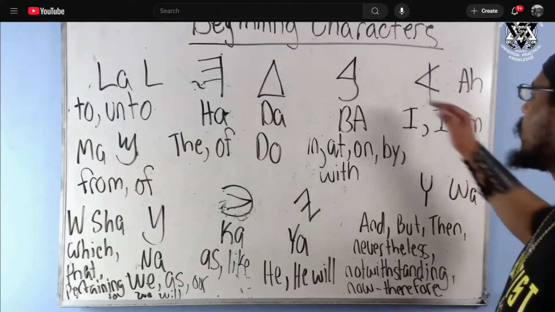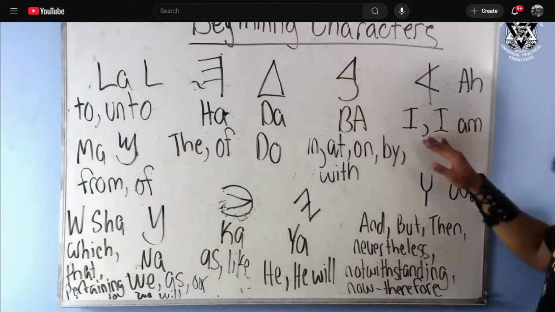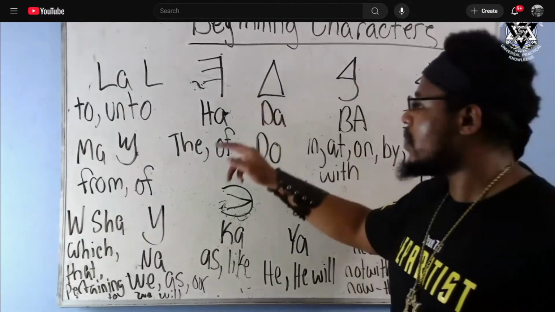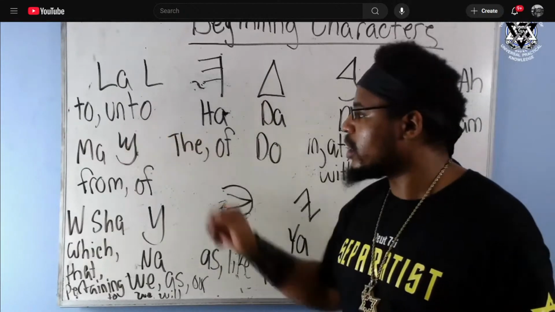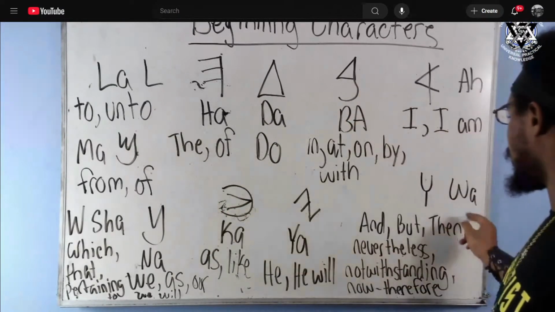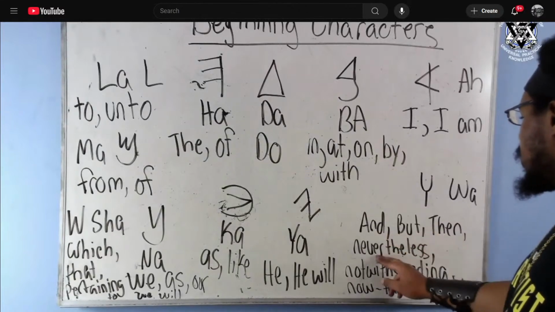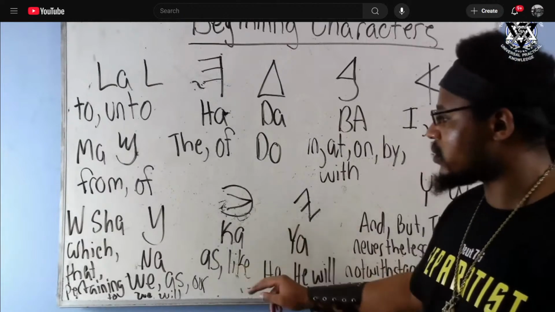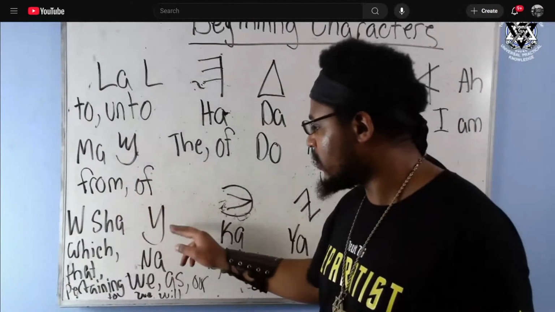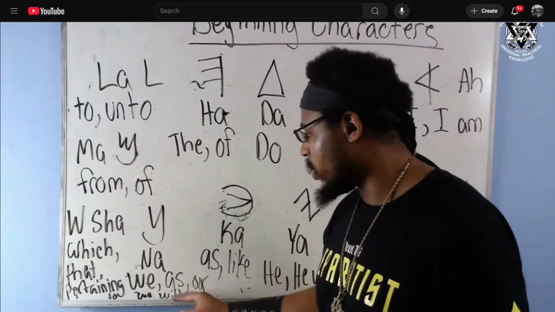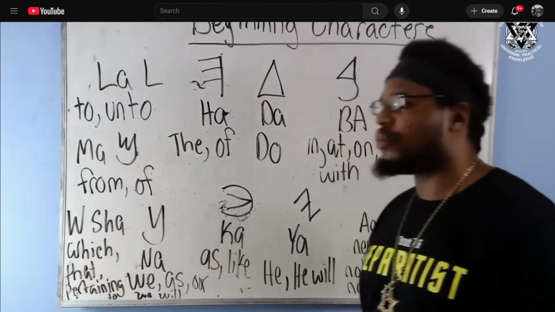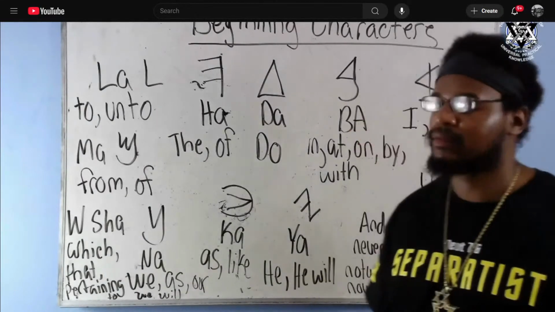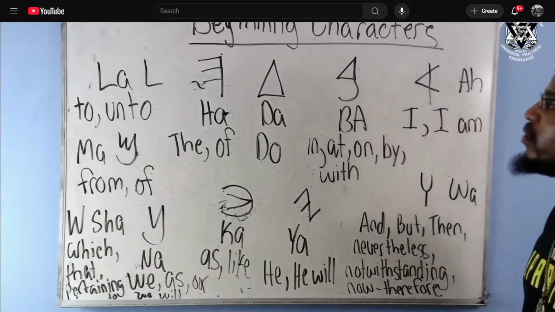So we got the beginning connectors one more time. A means I or I am. Ba means in, at, on, by, or with. Da means do. Ha means the, of. La means to, unto. Wa means and, but, then, nevertheless, notwithstanding, now therefore. Ya means he or he will. Ka means as or like. Ma means from or of. Na means we, as our, we will. Sha means which, that, or pertaining to. And we use these at the beginning of root words.